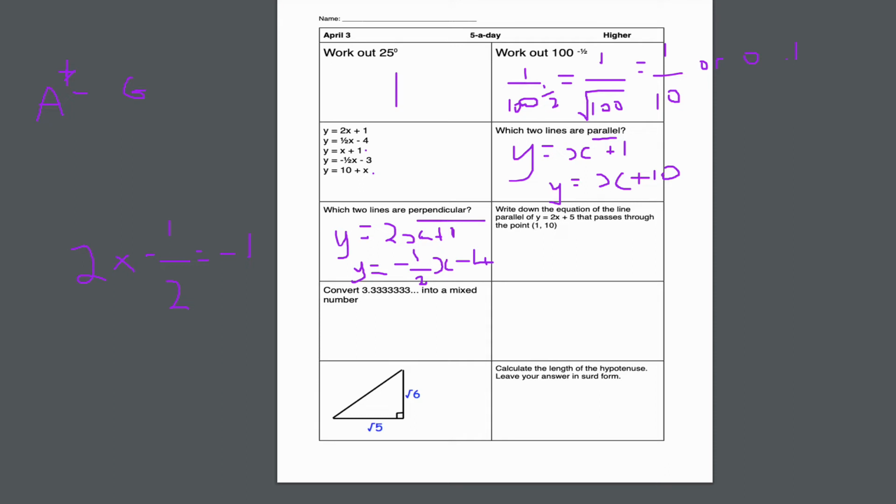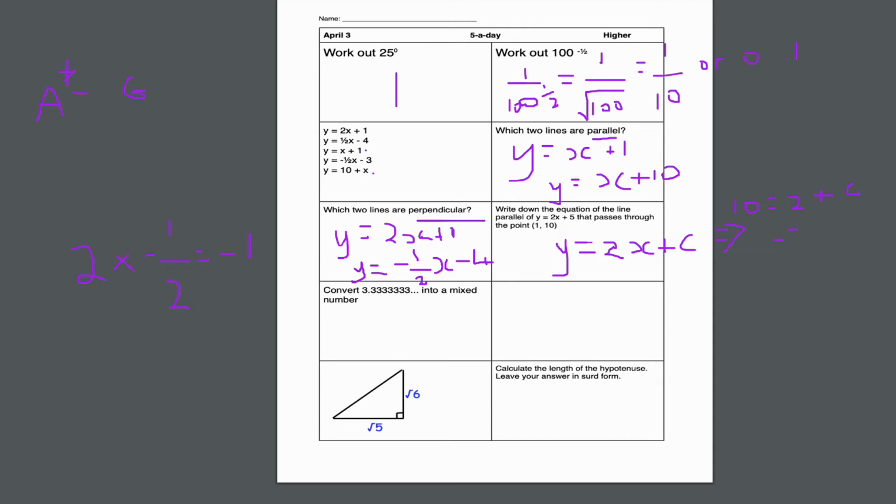Write down the equation of the line that is parallel to y equals 2x plus 5 that passes through the point (1, 10). So parallel means it has the same gradient, so I know straight away that it's going to be y equals 2x plus c. If it passes through that point, then I can work out the value of c by subbing in those coordinates. 10 is equal to 2 plus c. That implies that c is going to equal 8, because 10 is equal to 2 times 1, which is 2, plus the c.